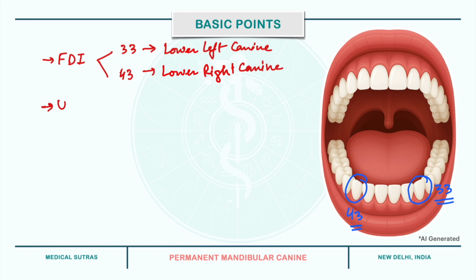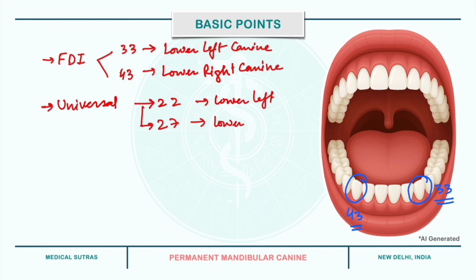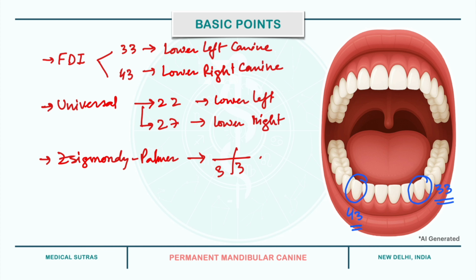In the universal system of notation, we use the numbers 22 and 27 to represent the lower left and lower right canine respectively. In the Sigmondy-Palmer system of notation, we use the symbol 3 3 to represent the left and right canines respectively.